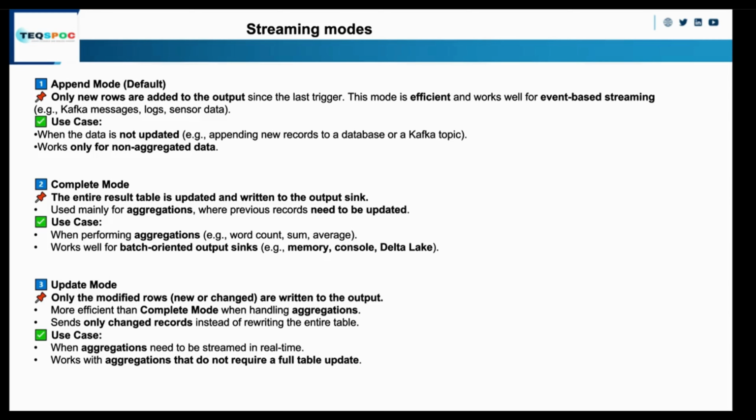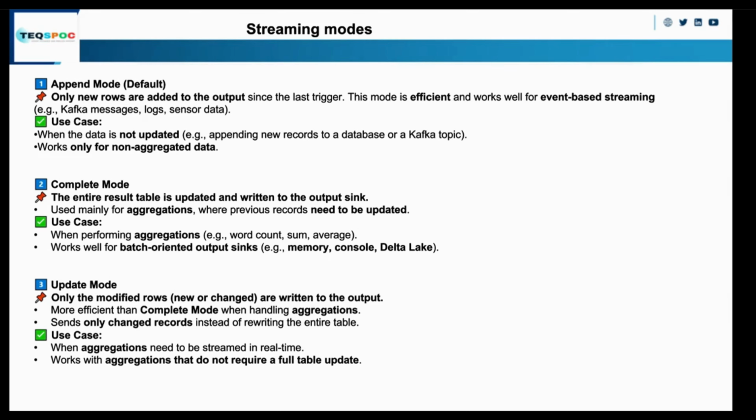As I just mentioned, the use case is when performing aggregations like word count, sum, average, and it also works well for batch-oriented output like memory, console, and Delta Lake. Delta Lake is an entirely different thing; I won't be discussing it here, let me put it for another session. Memory and console simply mean I'm just showcasing into the RAM. I'm not writing it anywhere.